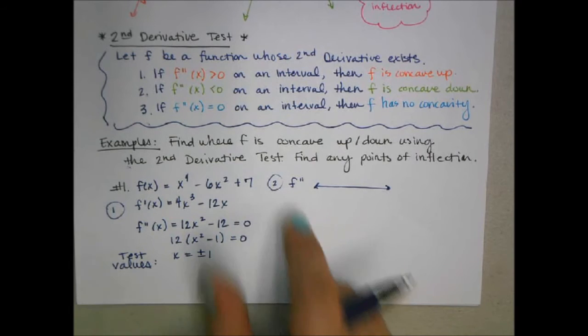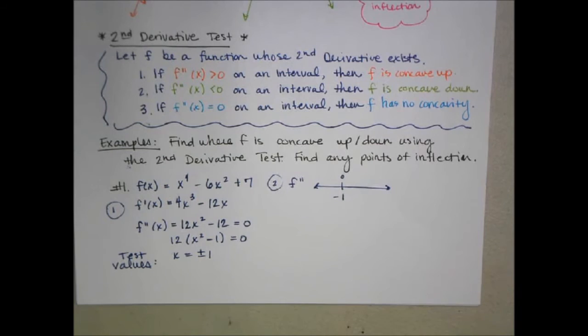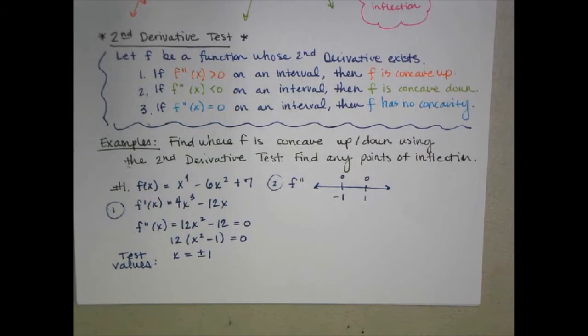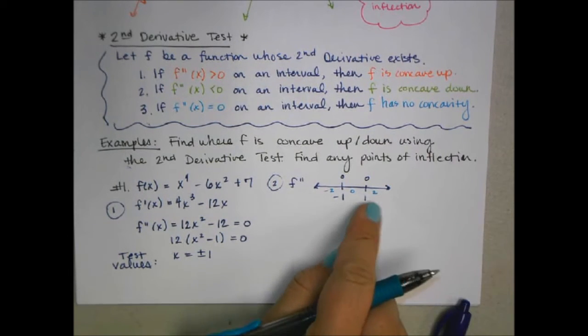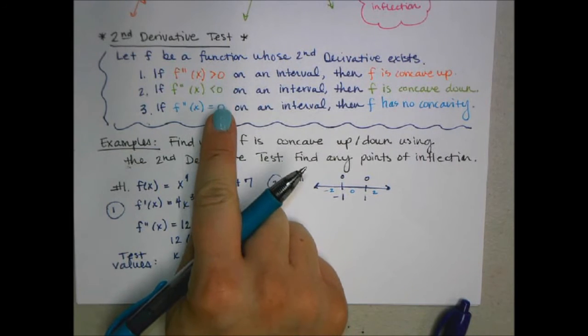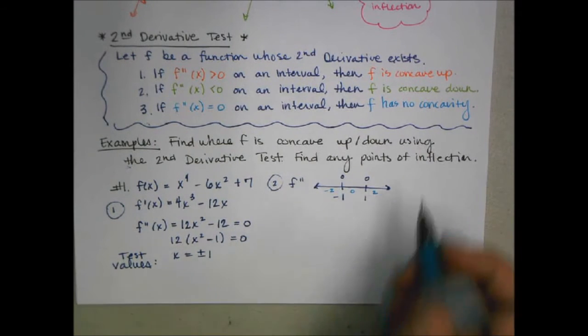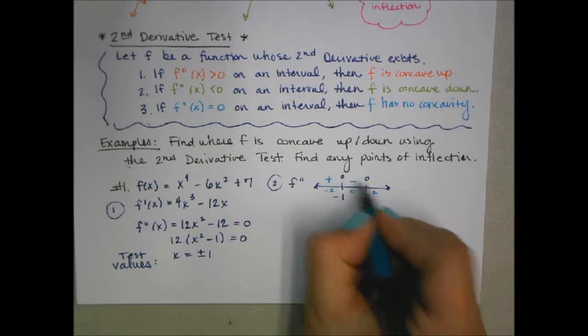On here, we have -1 is a 0 of the second derivative, and 1 is a 0 of the second derivative. Then we just need some values to test. We'll pick some numbers here. Remember, you're plugging those into your second derivative. Okay, and we're looking for positive, negative, or equal to 0. So if we plug in -2 to our second derivative, we're going to get a positive. If we plug in 0, we'll get a negative. And plugging in 2 will also result in a positive.